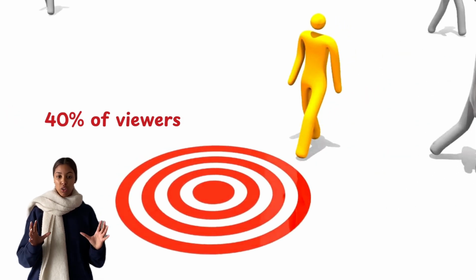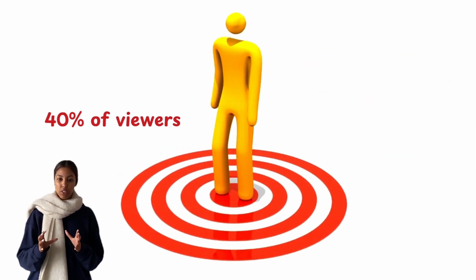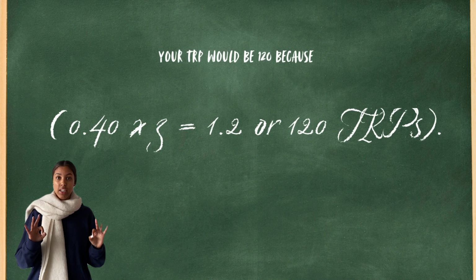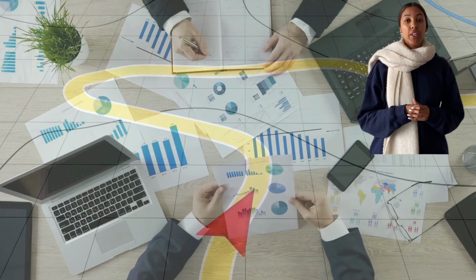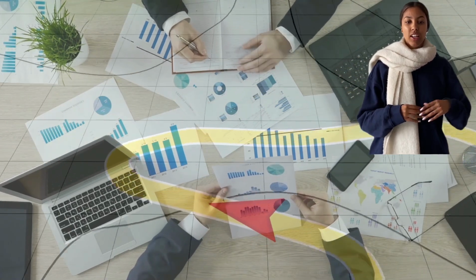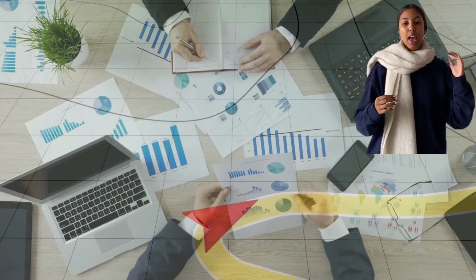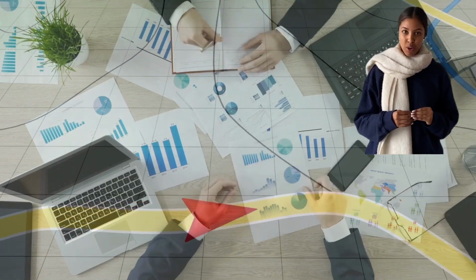So picture your target audience is 40% of the viewers, and they see your ad 3 times. Your TRP would be 120, because 0.40 times 3 equals 1.2, or 120 TRPs. TRPs are like your campaign's GPS, guiding you to the right audiences and making sure your message hits home.